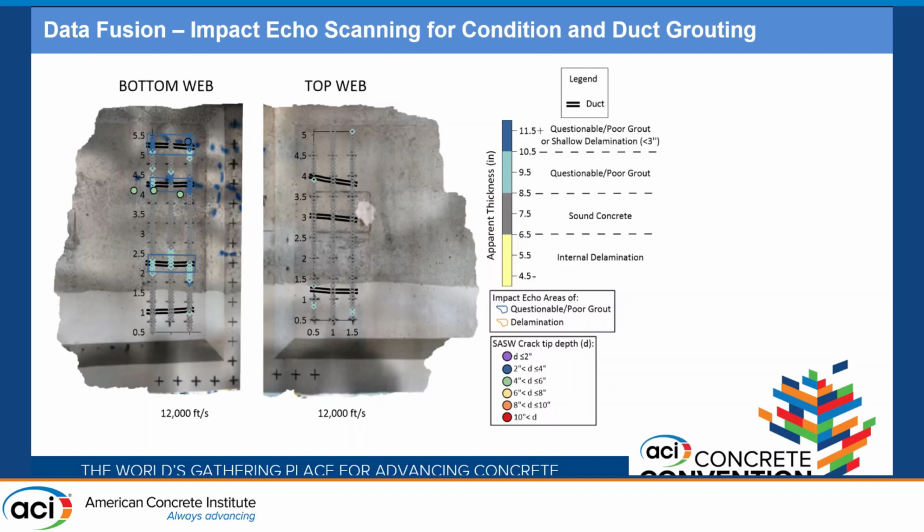Overall, in this particular example, we can see that the ducts on the left web, specifically the top 3 ducts, were the ones showing questionable or poor grout conditions, compared to the right side of the top web, where you could see that it was consistently sound concrete.